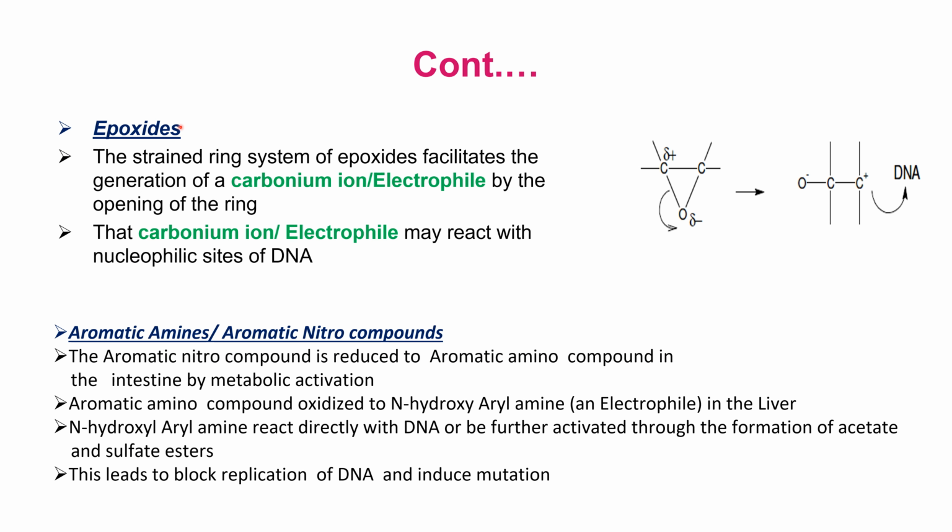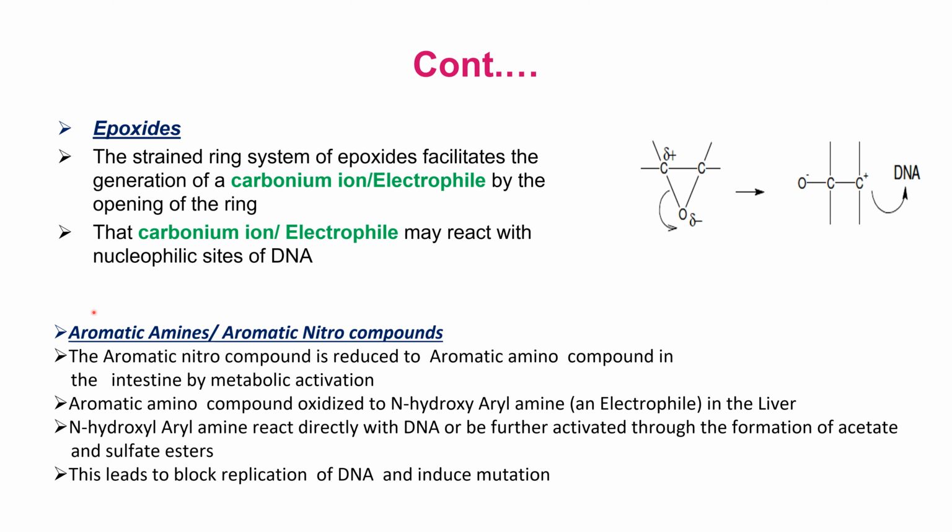Now the question is why epoxides are genotoxic in nature. The strained ring system of epoxides facilitates the generation of a carbonium ion, and that carbonium ion acts as an electrophile by the opening of the ring. That carbonium ion reacts with nucleophilic sites of the DNA and can damage the identity of DNA. That is the reason epoxides are genotoxic in nature.